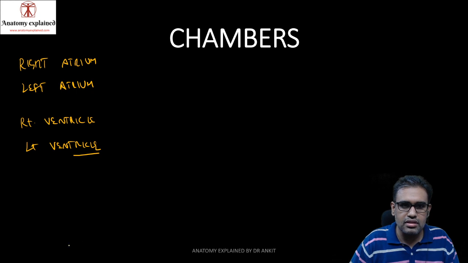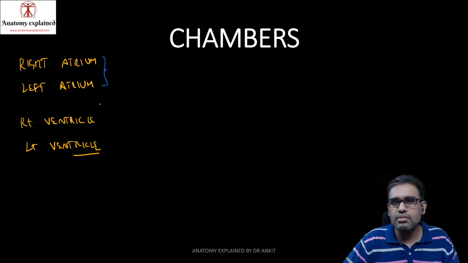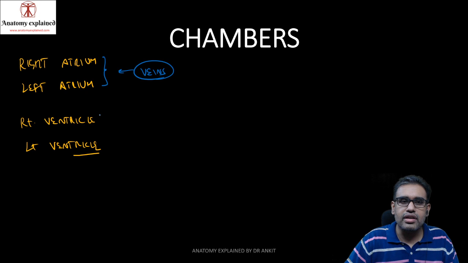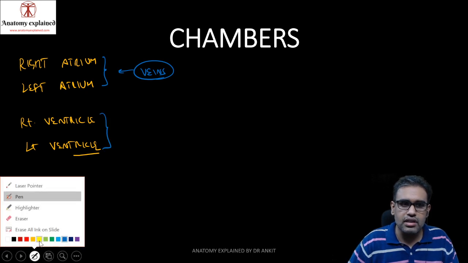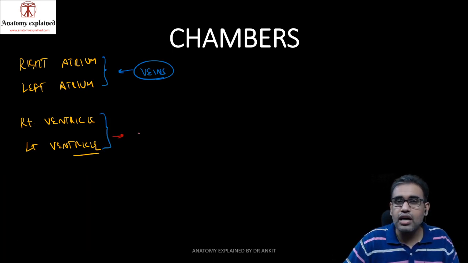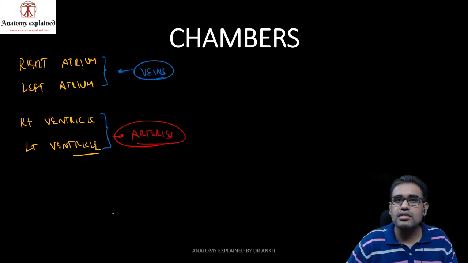We should know that the atria are the chambers which receive the blood, so the veins of the body drain into the atria. The ventricles are the ones which pump out the blood. The vessels which take the blood away from the heart are known as arteries, so the bigger arterial trunks are attached to the ventricles.